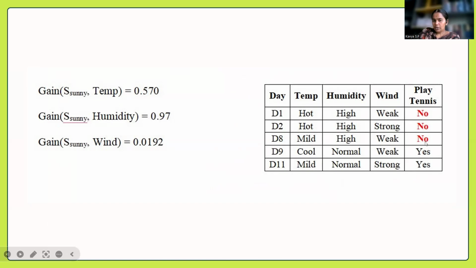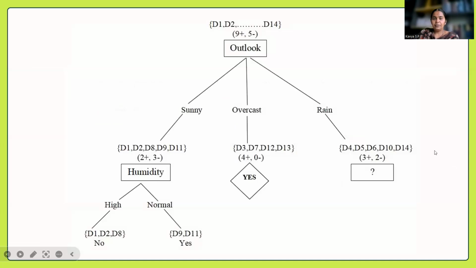Now, if I look into the table, whenever the humidity is high, I do not play tennis, and whenever the humidity is normal, I go play tennis. So on a sunny day, if the humidity is high, I'll not play tennis, and on a sunny day, if the humidity is normal, I'll go play tennis. So this is my conclusion here. I'll split the humidity into high and normal, and calculate on which day I play tennis and on which day I do not play tennis.